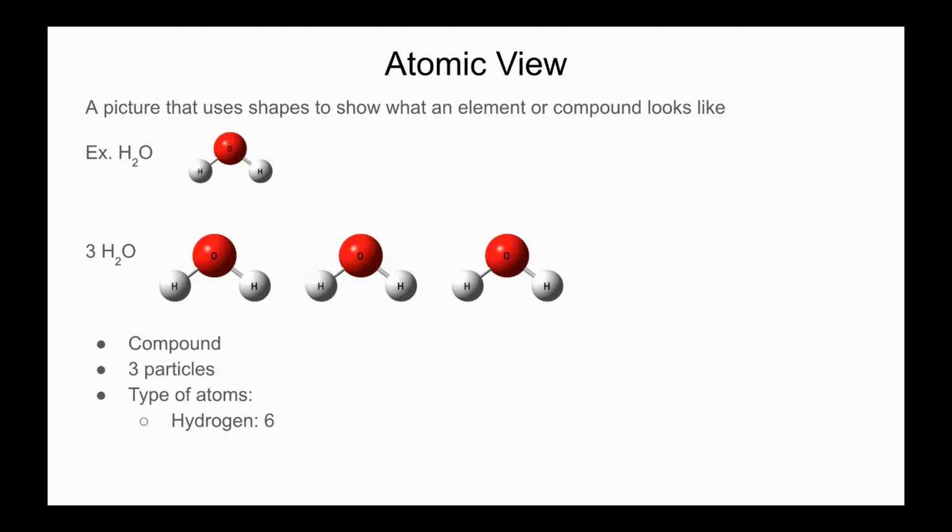The types of atoms within those molecules are hydrogen and oxygen. There are 6 hydrogens because I know that in each water molecule, I have 2 hydrogens and I have 3 total water molecules. So 3 times 2 is 6. There are 3 oxygens because within each water molecule, I have 1 oxygen, and 3 times 1 is 3. And then if I wanted to know the total number of atoms, I count 9 because 6 plus 3 is 9.